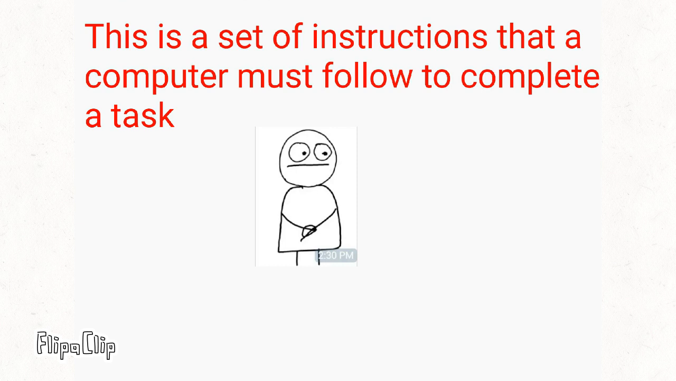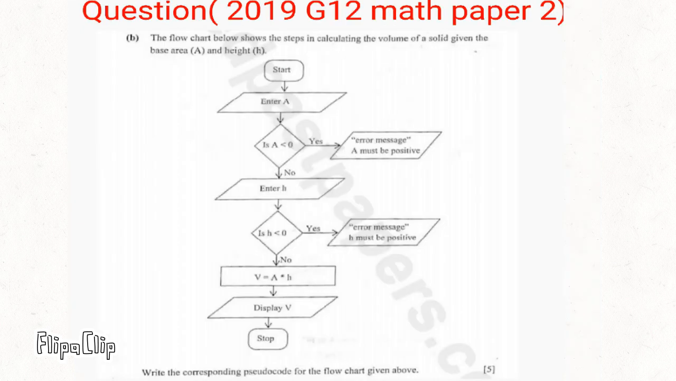Alright, so let's define a pseudocode. A pseudocode is a set of instructions that the computer must follow to complete a task. You dig? Alright, so now that we have the definition of a pseudocode, we can answer the question from 2019 paper 2, maths paper 2, grade 12.